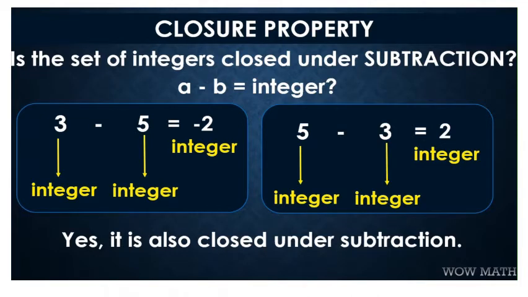Okay? Now, how about in division? Let's have an example. If I have 16 divided by 4, the resulting quotient is 4. And 4 is an integer. Okay, so let's switch them, 4 divided by 16, that is 1/4, right? And 1/4 is not an integer. So therefore, closure property is not true under division.